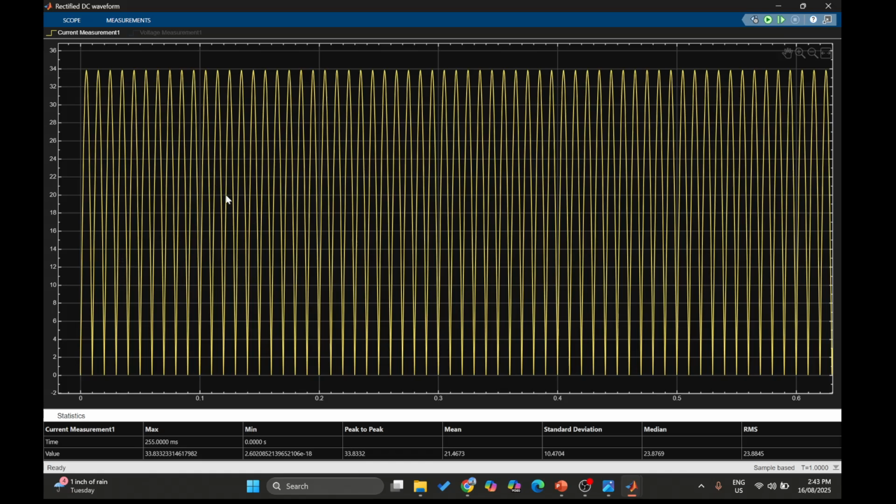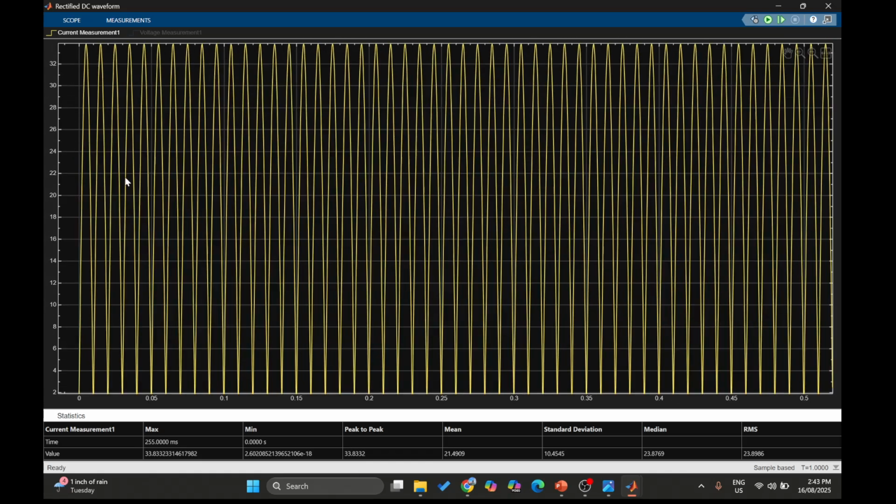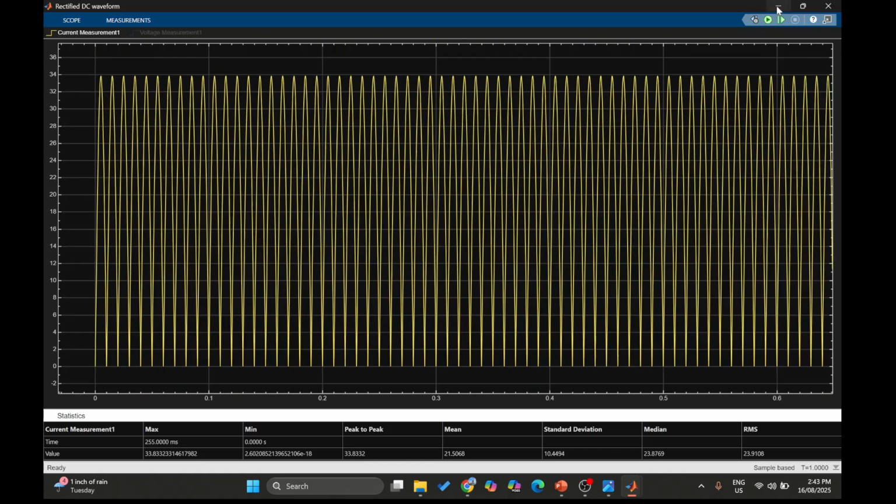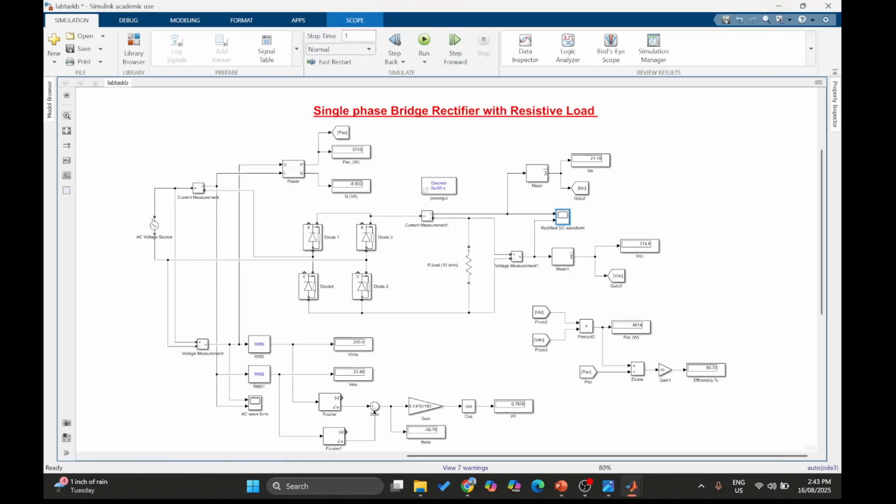This is a pulsating waveform, and there is a ripple in the waveform, but we can reduce this ripple using a capacitor. This capacitor will work as a filter, connected somewhere here in parallel to the load, and it should filter the waveform and give us a resultant waveform more like a DC waveform.